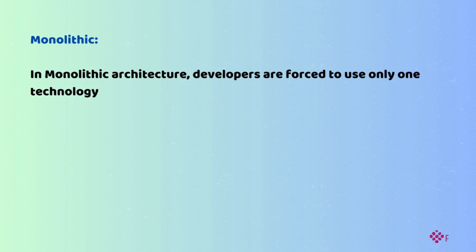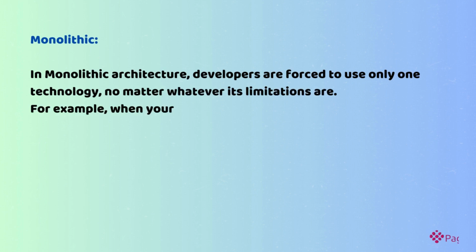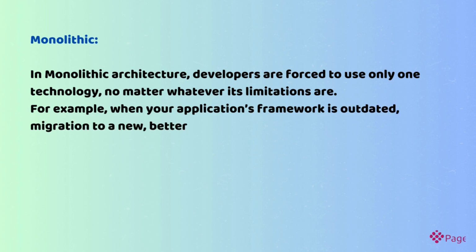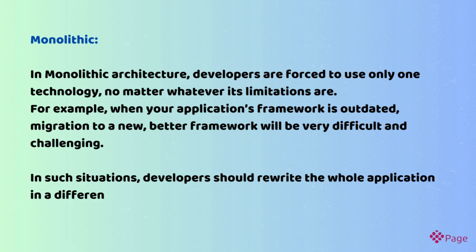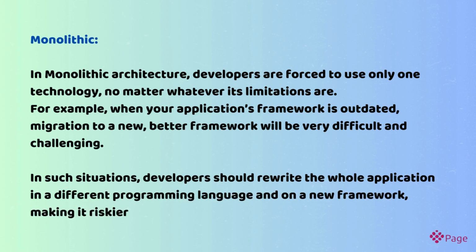Monolithic. In monolithic architecture, developers are forced to use only one technology, no matter whatever its limitations are. For example, when your application's framework is outdated, migration to a new, better framework will be very difficult and challenging. In such situations, developers should rewrite the whole application in a different programming language and on a new framework, making it riskier and more time-consuming.